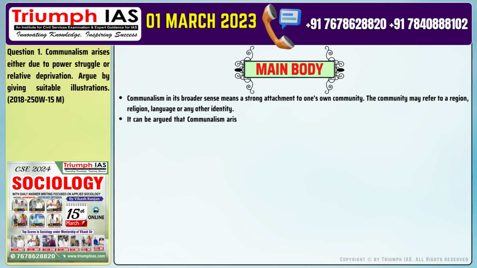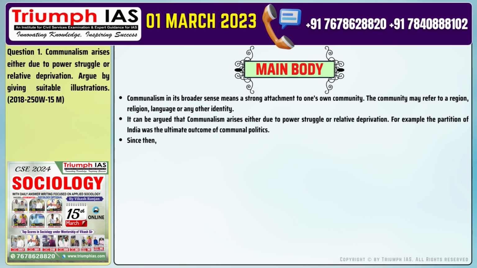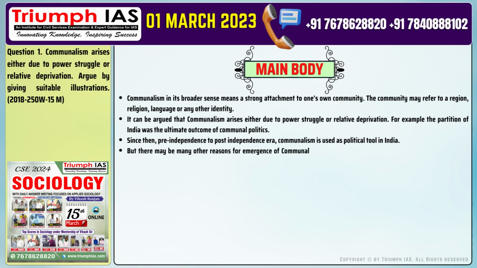Number 2. It can be argued that communalism arises either due to power struggle or relative deprivation. For example, the partition of India was the ultimate outcome of communal politics. Number 3. Since then, pre-independence to post-independence era, communalism is used as political tool in India. Number 4. But there may be many other reasons for emergence of communalism, a sense of insecurity among the minorities. Historical legacies can also be a factor.